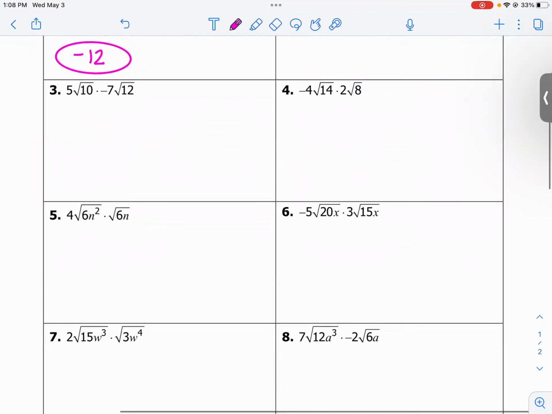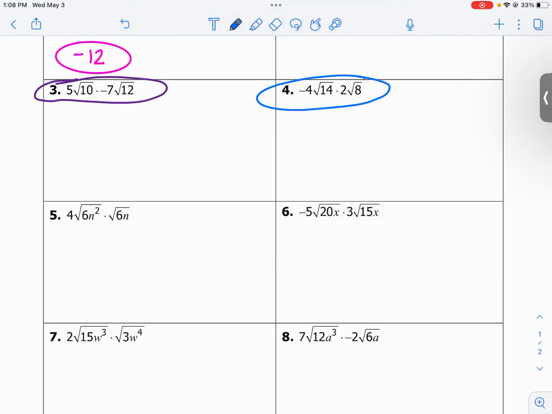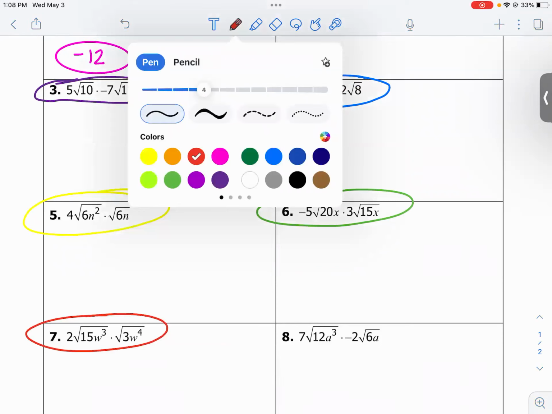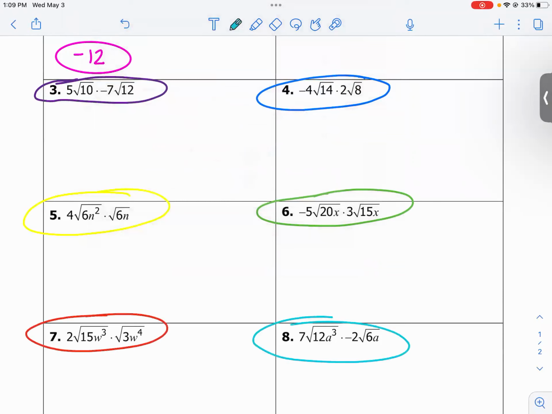Okay, so this is what's gonna happen. Purple table, blue table, yellow table, green table, red table, and then teal table. You are gonna master this problem and present it to the class. You have 2 minutes to master this problem, and then you're gonna go over how to do it.